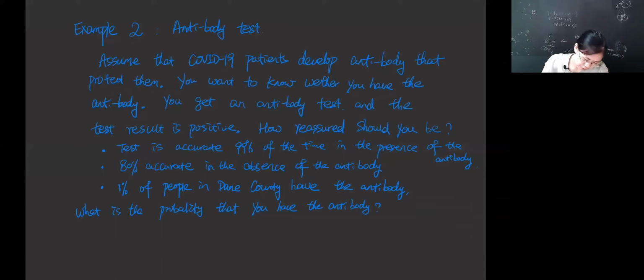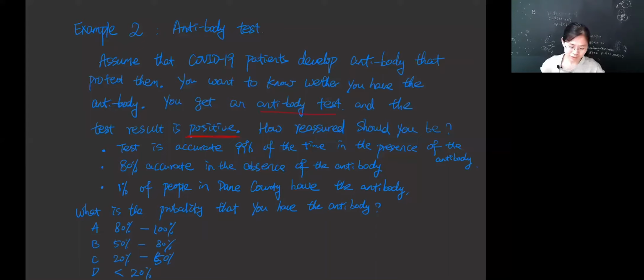Okay, I'll give you several choices. A, 80% to 100%. B, 50% to 80%. And C, 20% to 50%. And D, below 20%. Now remember, this is when you have already gotten a positive antibody test. What is the answer to this question?